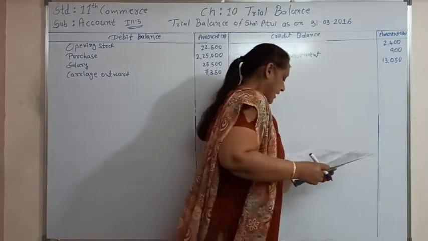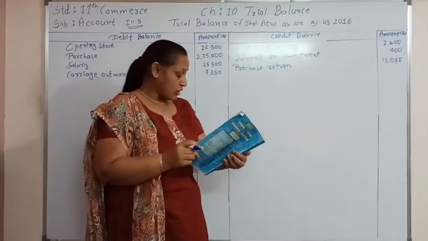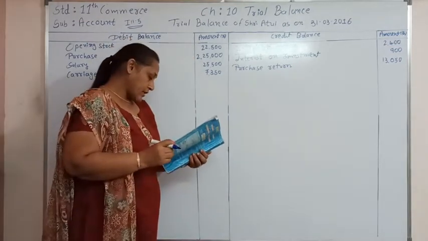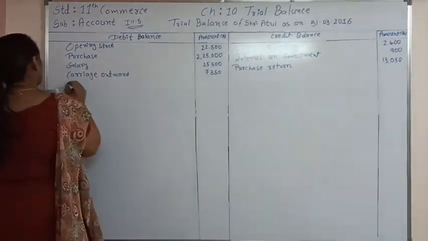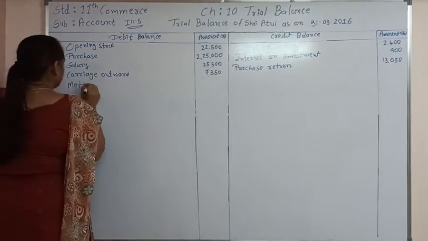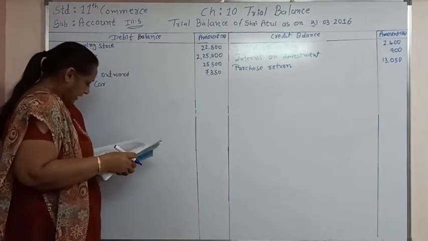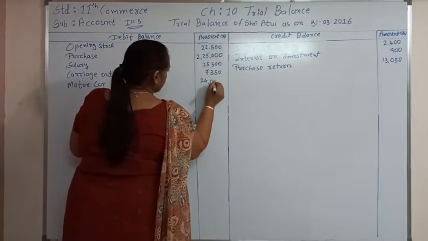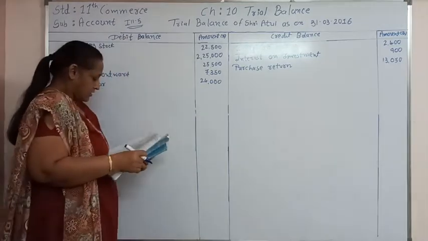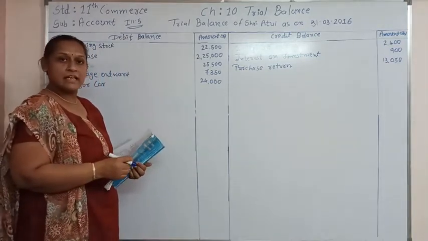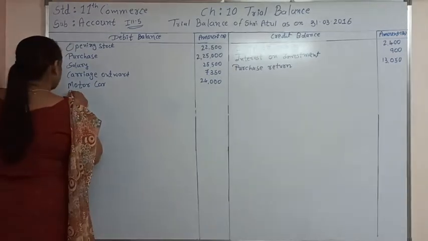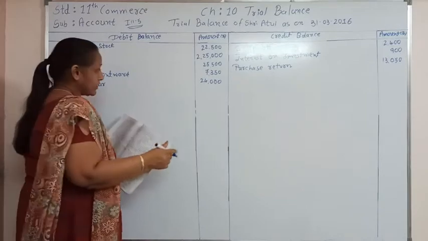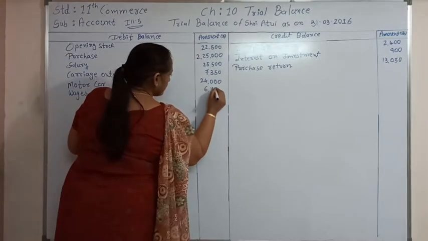After purchase return, another account is motor car, and motor car is an asset, and all assets have a debit balance, so we will write motor car on the debit side. And motor car is having a balance of rupees 24,000. After motor car, another account is wages, and wages is an expense of the business. So it is of rupees 6,750.